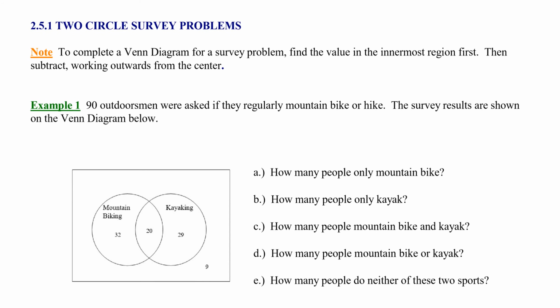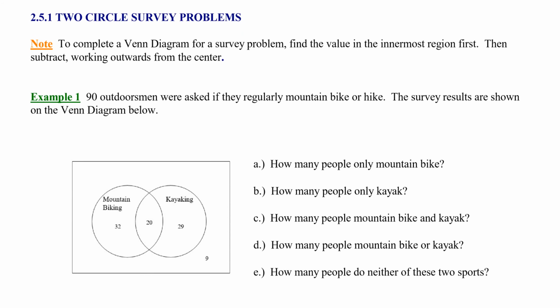Example 1. 90 outdoorsmen were asked if they regularly mountain bike or hike. The survey results are shown on the Venn diagram below. So on the Venn diagram, you can see that we're dealing with 2 sets. The set of people who enjoy mountain biking and those that enjoy kayaking. The purpose of this problem is just to make sure that we can correctly interpret the meaning of each individual region.